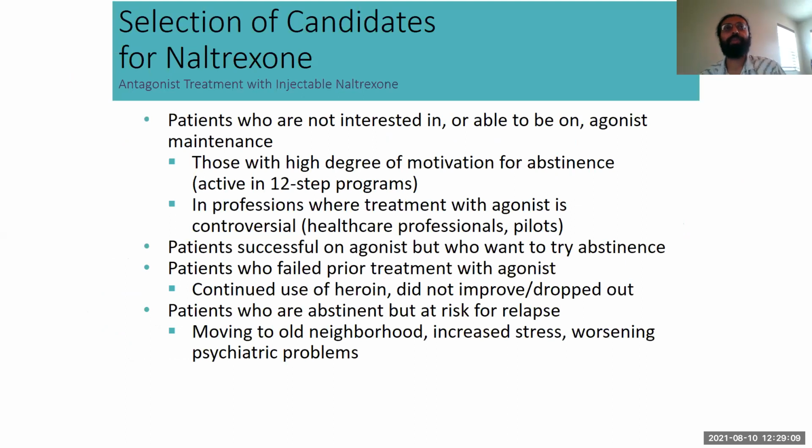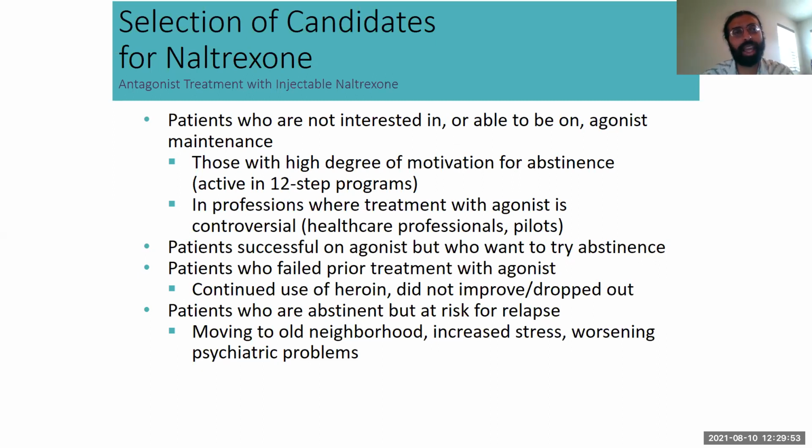So how do we choose? Right? So I've included some slides, and this is courtesy of PCSS, Providers Clinical Support System, for which I serve as a trainer. Right? So naltrexone, I think in general, we think about using it when there are some patients who just don't want to be on an opioid, or they are not able to be on an opioid. For example, those who have a high degree of motivation for abstinence-based treatments. We have some people who are super connected to 12-step, and they just don't want to be on an opioid. Or they're in a profession where treatment with buprenorphine or methadone is just either controversial, as it says here, or even not allowed. For example, physicians or commercial pilots, and naltrexone really becomes an option.